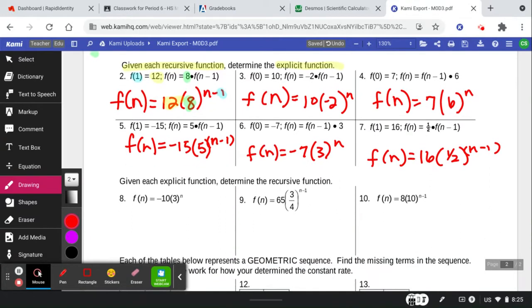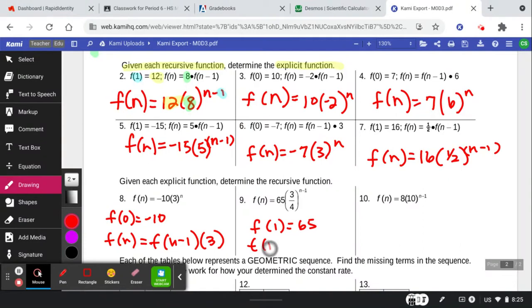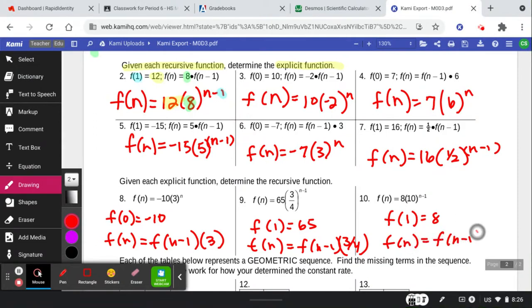How'd you do on those? Now, given the explicit, write the recursive. F of 0 equals negative 10. Look to see if you can see where I got that. F of n equals f of n minus 1 times 3. F of 1 equals 65. F of n equals f of n minus 1 times 3/4. F of 1 equals 8. F of n equals f of n minus 1 times 10.